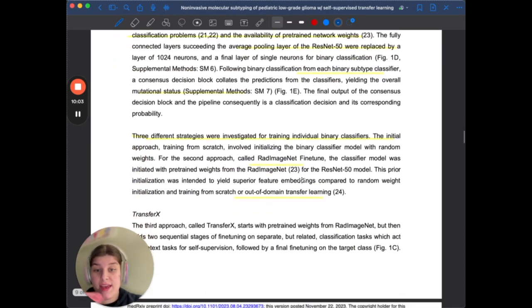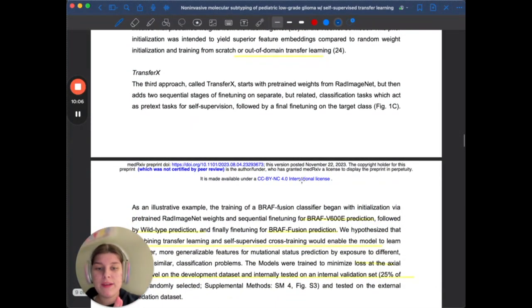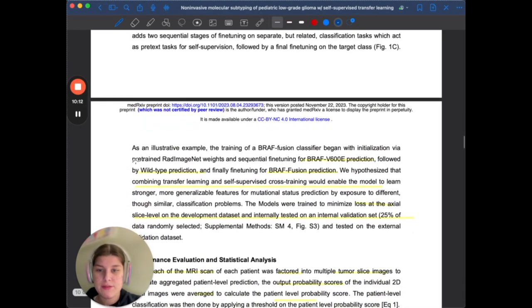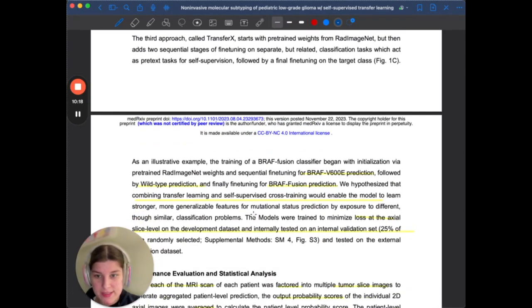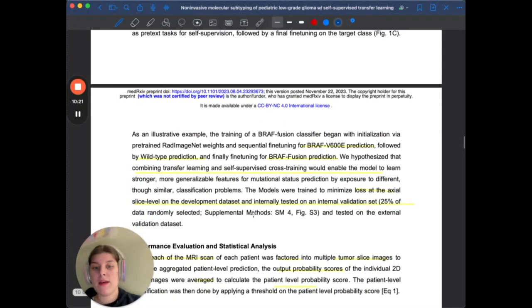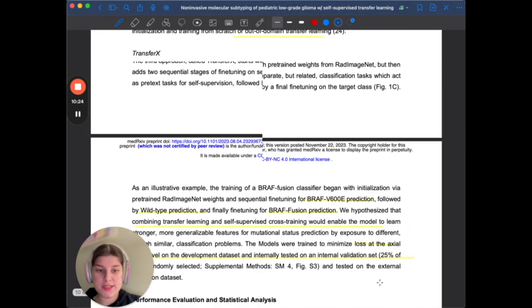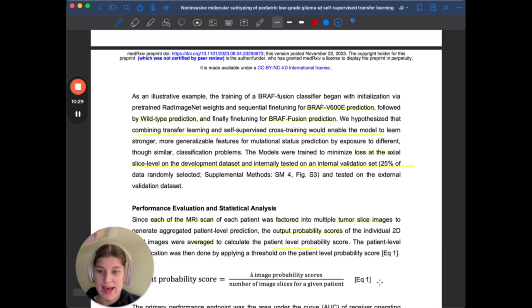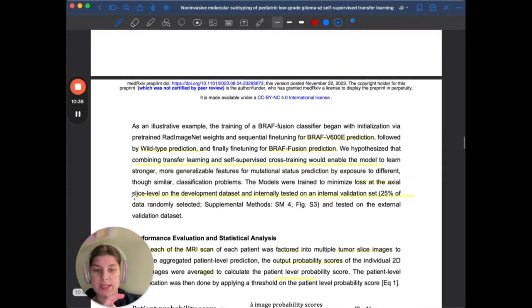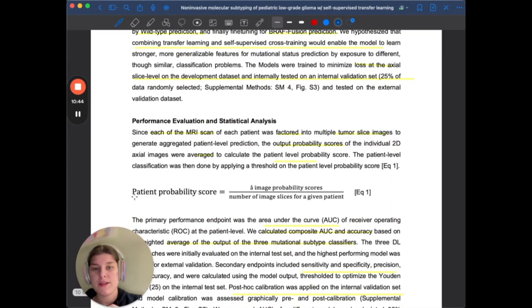And then within that, they asked, how can we make it more testable to exposure? So they combined the different prediction models. They cross trained this to minimize the loss on the axial slice development. They tested this within the internal validation set, which was 25% of the data randomly selected. And then to add another level of accuracy, they put on this performance evaluation. On each MRI slice, they took the average of the multiple tumor slices that they ended up using.